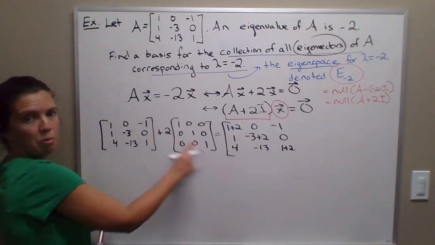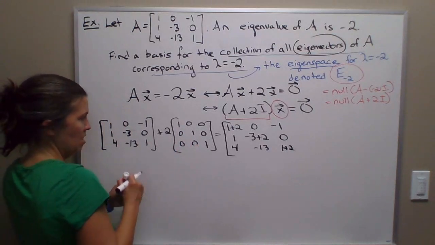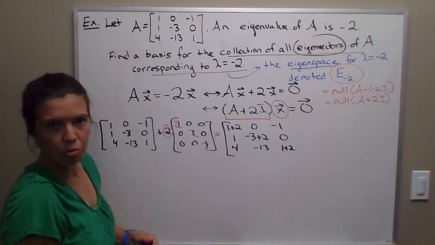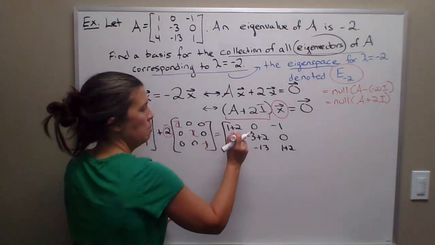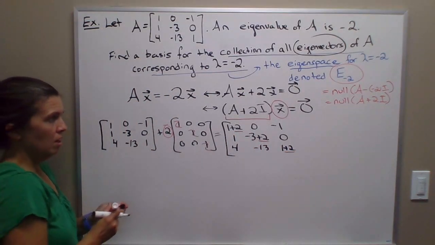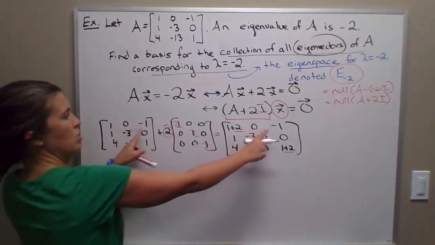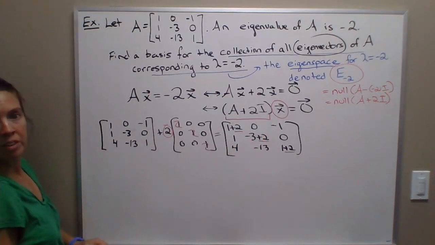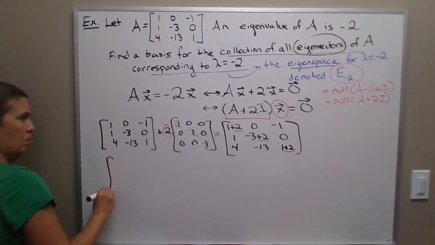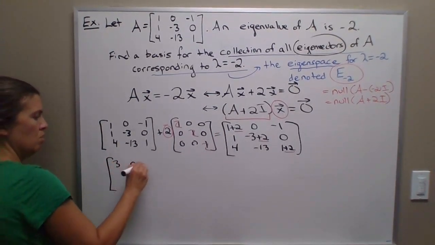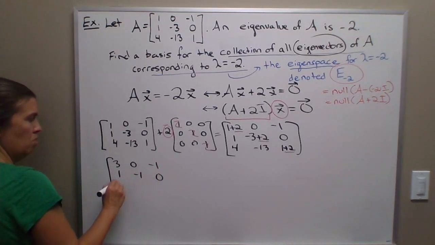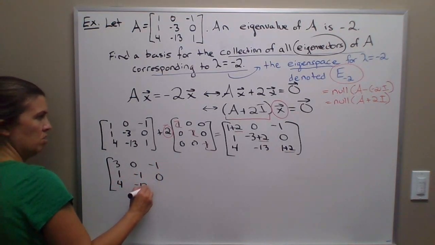Again, I'm saying 2 when I point to this because it's the 2 times the 1. When you distribute this 2, you'll have 2's here, and everything else will still be 0 when you multiply times 2. And so you end up adding 2 just along the main diagonal, and every other entry, notice, stayed the same. All right, we want to find the null space for that matrix. So this is 3, 0, -1, 1, -1, 0, 4, -13, 3.